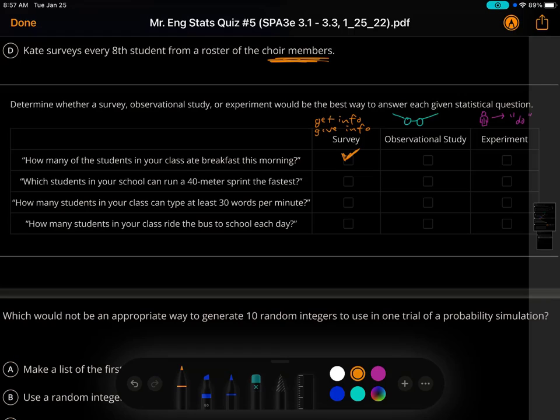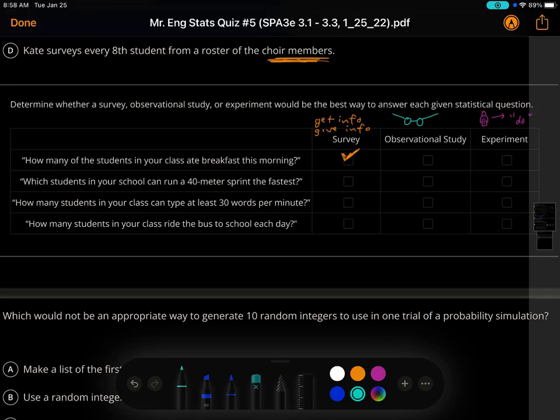B, which students in your school can run a 40-meter sprint the fastest? Well, if you do a survey, they might just say, I'm the fastest. I guess you could ask them for their times, and then determine who's the fastest through there. But you might ask the question, are you the fastest? It could be yes or no.